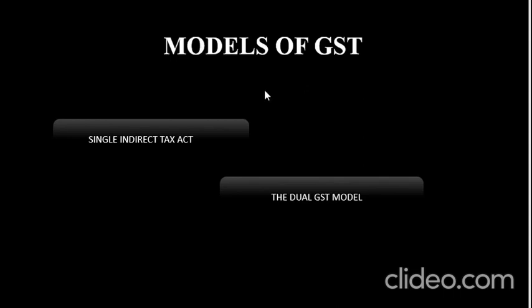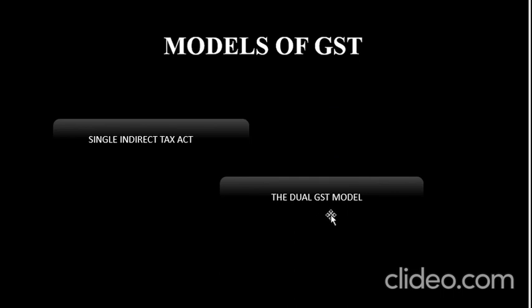Under models of GST, it is divided into the Single Indirect Tax Act and the Dual GST model. Under the Single Indirect Tax Act, GST shall subsume all the above taxes, except the basic customs duty, which will continue to be charged even after the introduction of GST. Other indirect taxes such as stamp duties and electricity duties also shall continue, as stated in the Single Indirect Tax Act.